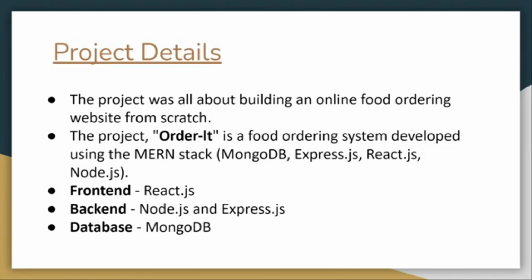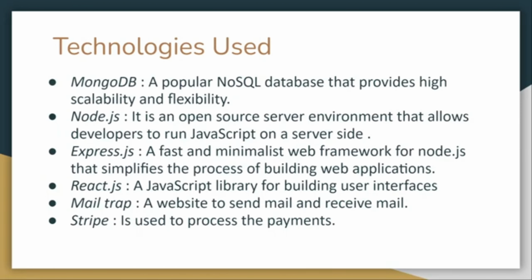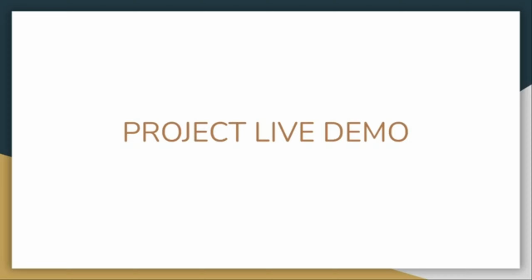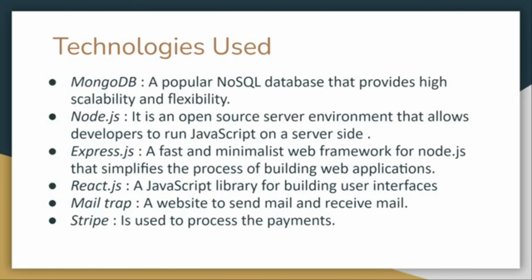Project details. The project was all about building an online food ordering system from scratch. The project Order It is a food ordering system developed using the MERN stack. Technologies used. Apart from the MERN stack, we have used two important technologies in this project, Mailtrap and Stripe. Mailtrap is a website to send mails and receive mails. We will be using this in case of forget password. And Stripe is used to process the payments.